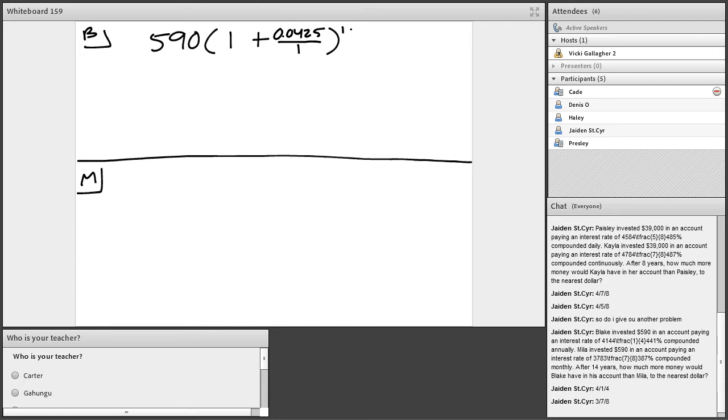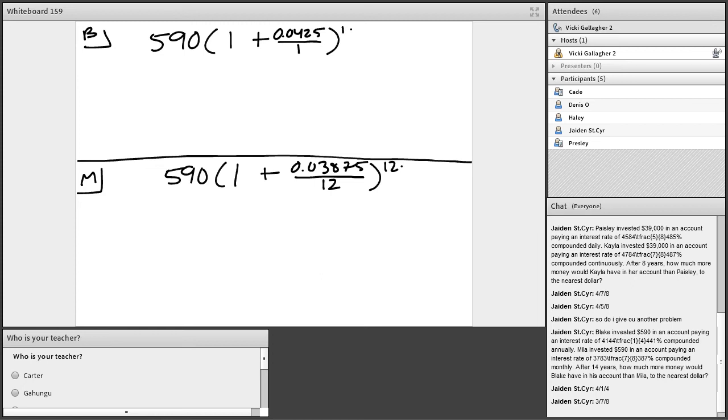And then the next person is also 590. And we're going to convert that fraction. So 3 plus 7 divided by 8 equals, and I got 3.875, and I'm going to divide by 100. And so my actual decimal is 0.03875. That one was compounded monthly, so out of 12.